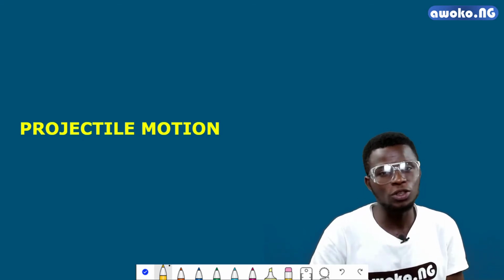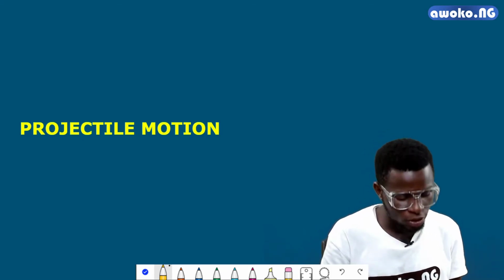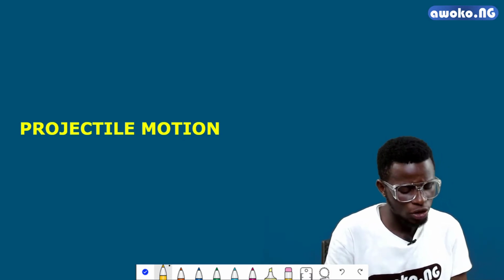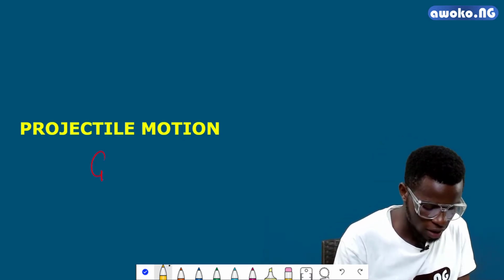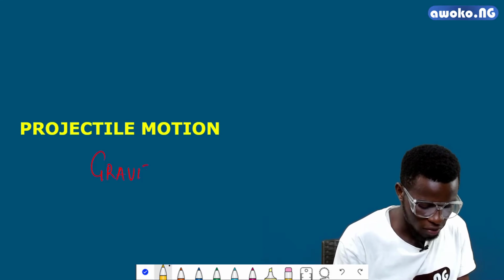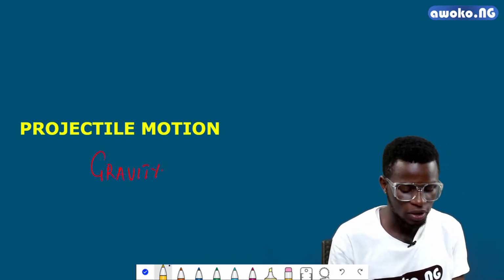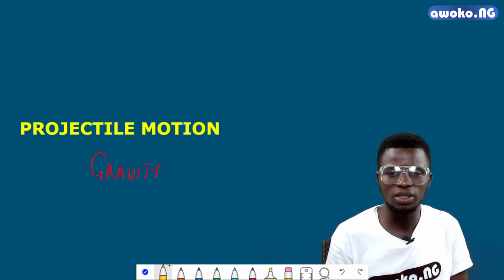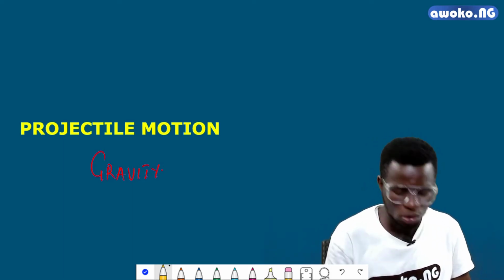To continue with our discussion on motion, we'll be considering projectile motion. Projectile motion is a motion occurring under the influence of gravity, and we say that they are usually assumed to be two-dimensional for simplicity purposes. What do I mean by two-dimensional?